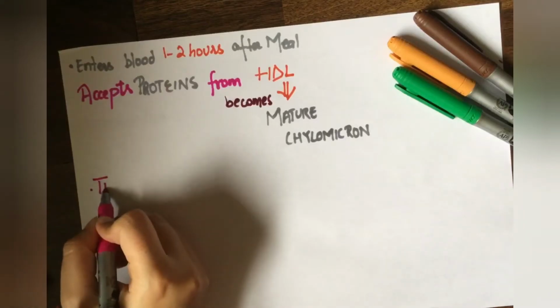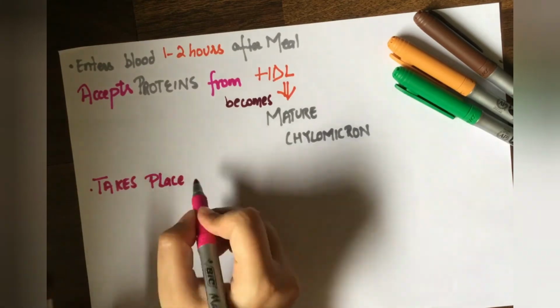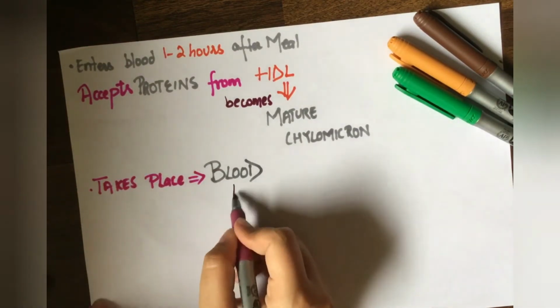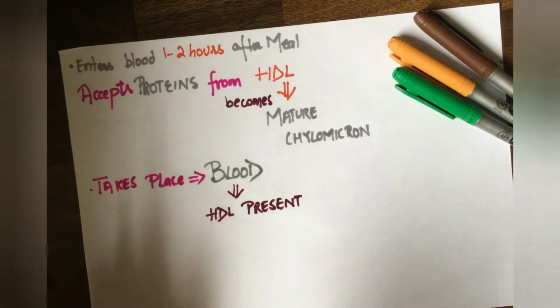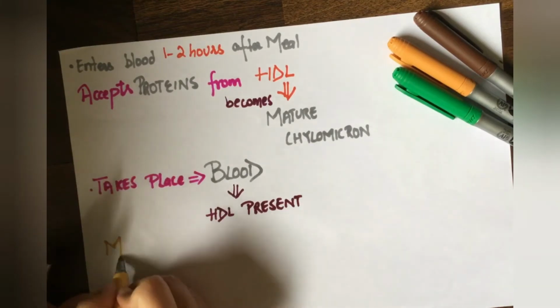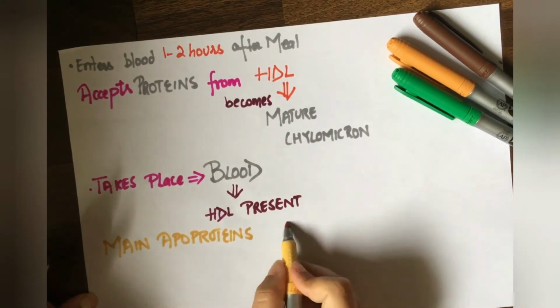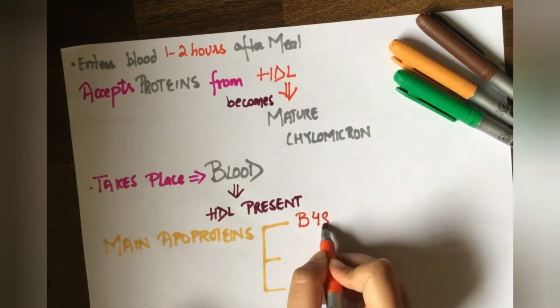After its production, it enters the blood 1 to 2 hours after the intake of a meal and accepts proteins from high-density lipoproteins becoming mature chylomicrons. All this process happens in the blood, where HDL is present. The main apoproteins being B48, C2 and E, B48 being most unique.